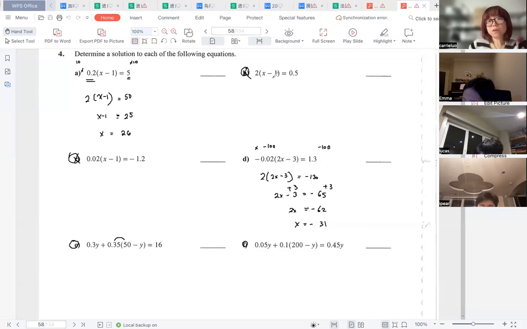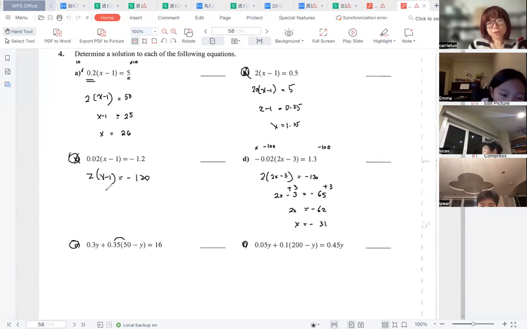Okay, so first of all, you're doing what? Times 10 for both left side and right side, 20x minus y times 5 equals 5, right? So x minus 1 equals 0.25. So x equals 1.2. Correct? Okay, this one times 100, so 2x minus 1 equals negative 120. So x minus y equals negative 60. So x equals negative 51.